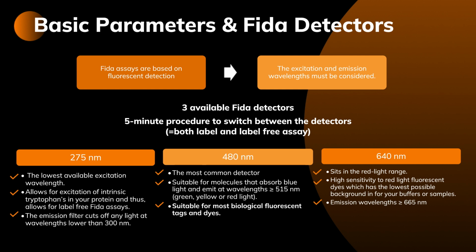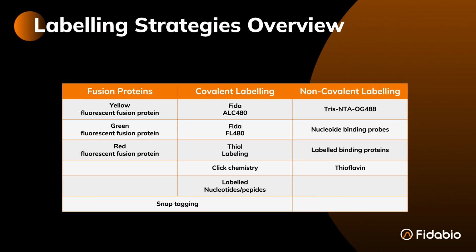A 640 nanometer excitation source detector is also available, which sits in the red light range. The advantage of this detector is high sensitivity to red light fluorescent dyes, which has the lowest possible background in your buffers or samples. This is your one-stop overview of labeling strategies. We'll be going through all of them in this video.